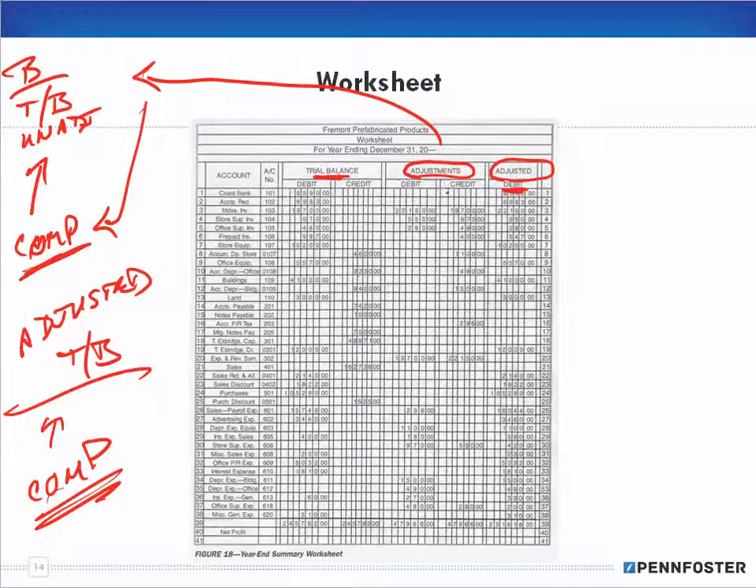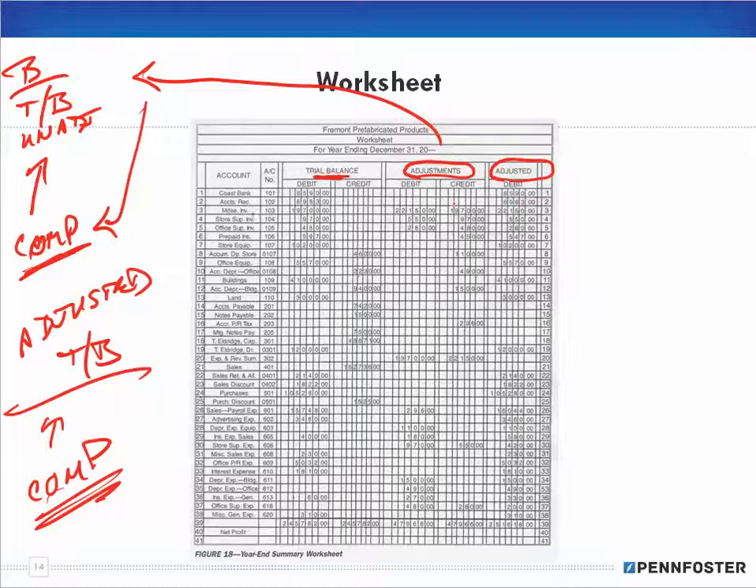trial balance, and then he makes adjustments, and then he does the math, right? He takes the debit plus or minus the credit, and then he puts that amount in the debit column or the credit column, depending upon what that balance is. So for this cash account, it's like 8,590 as a debit. Since there's no debit or credit, that's the adjusted balance.